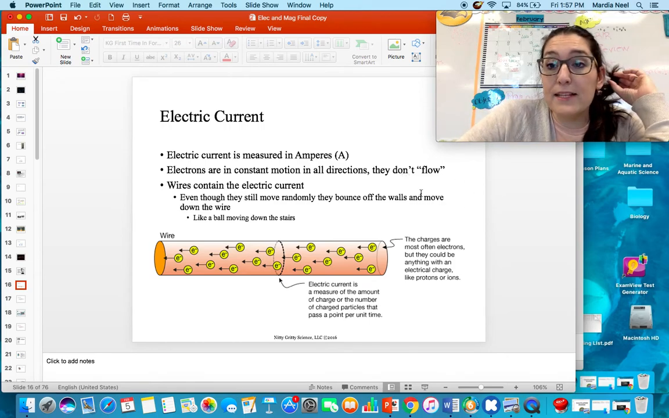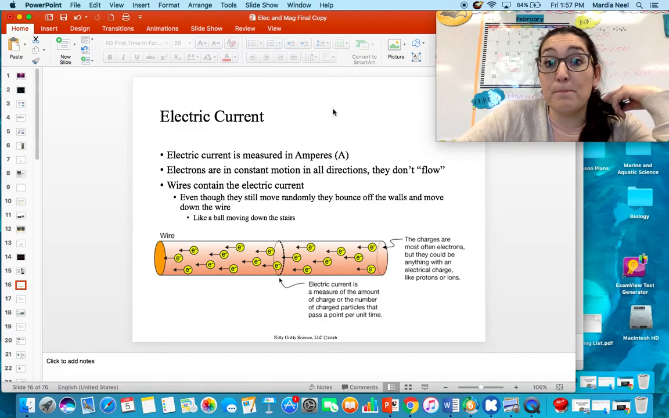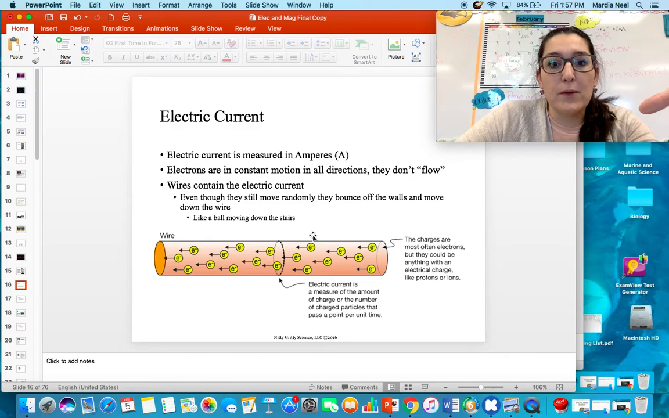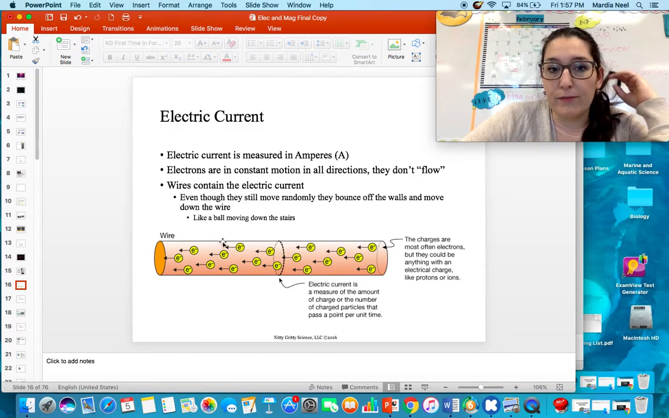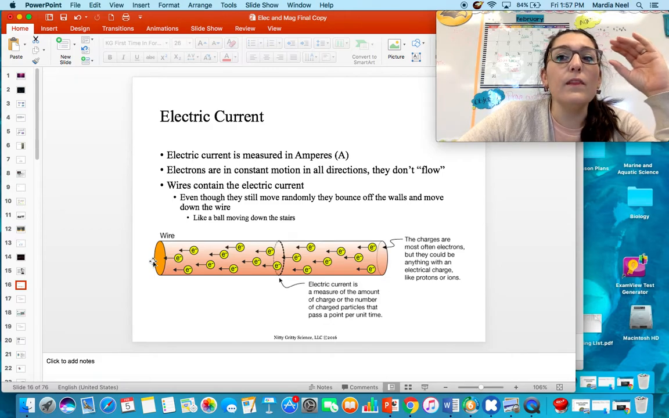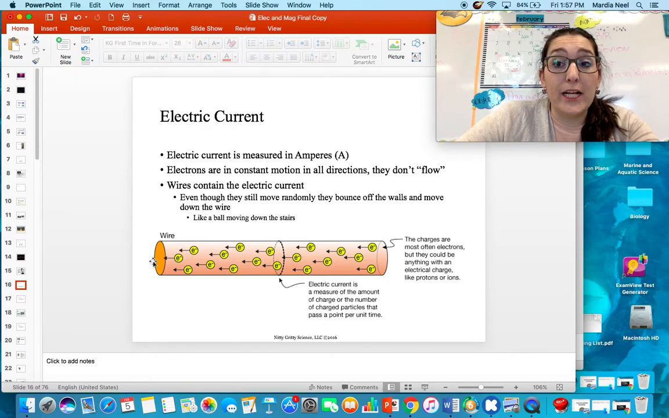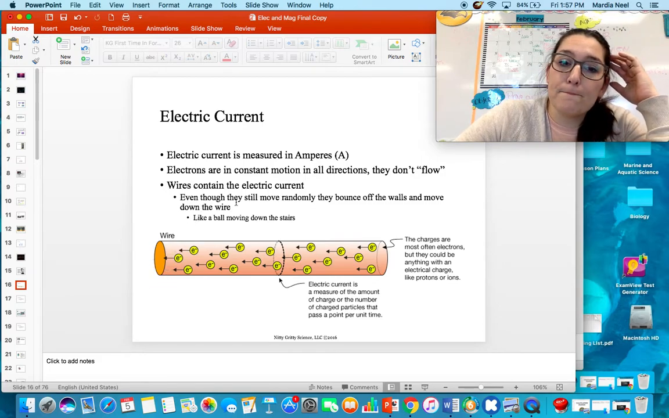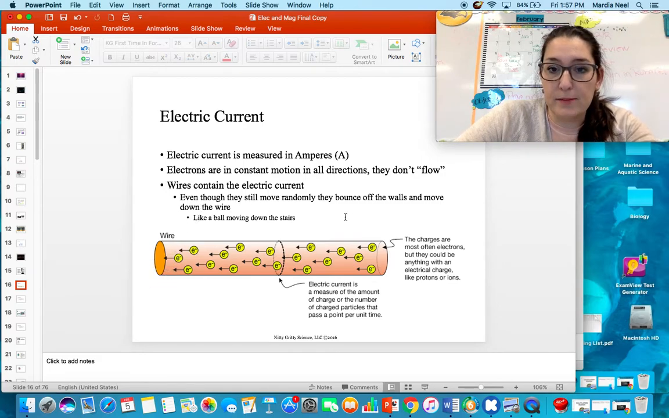So what happens is those electric charges are still bouncing off the wall and going everywhere, but they can't escape. So as they bounce and zigzag and go everywhere, they're eventually going to move down the wire. If you were to look at a wire, you wouldn't see all these electrons bouncing around. It's on the microscopic level, and it happens so fast that our naked eyes couldn't see it. But that's what's going on.